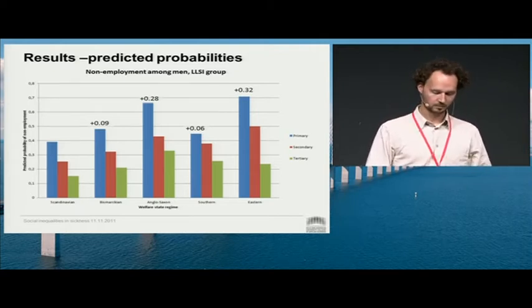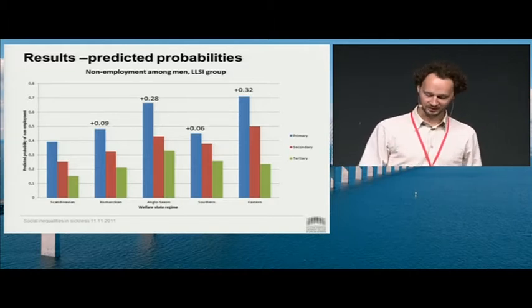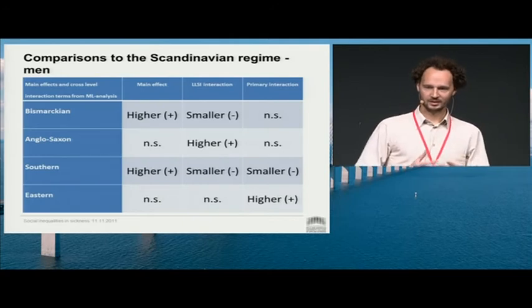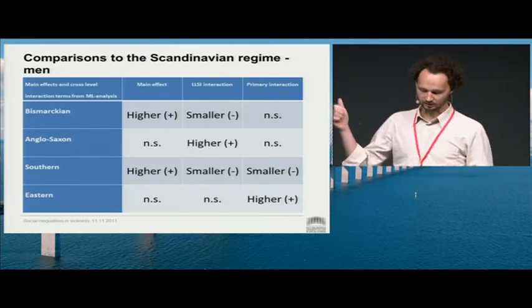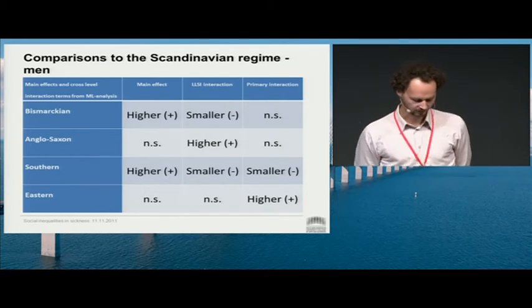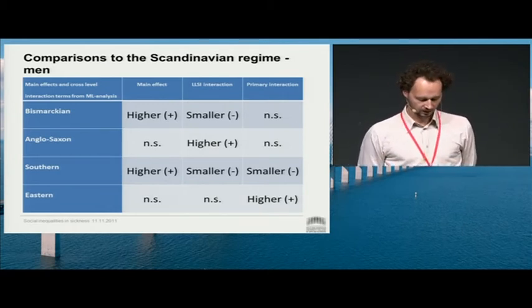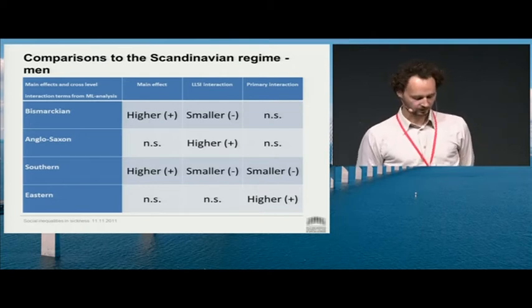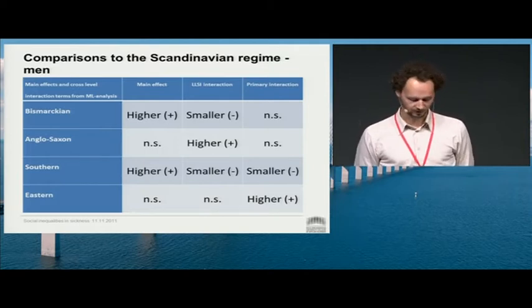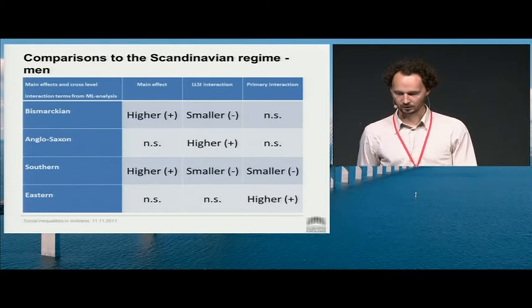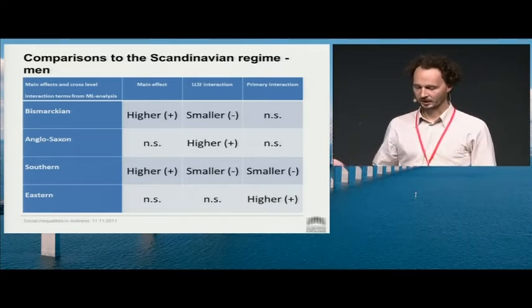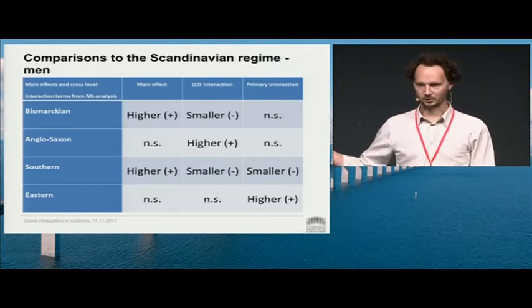Now, decomposing these predicted probabilities into our three components with welfare state regimes in the regression analysis revealed this picture, and it's a bit complex actually, because we can see that the predicted probabilities are driven by different components in different regimes. So compared to the Scandinavian regime, the Anglo-Saxon regime difference is primarily related to enlarged inequalities in unemployment between the ill and the healthy, because of the significant and positive interaction between limiting long-standing illness and the Anglo-Saxon regime.